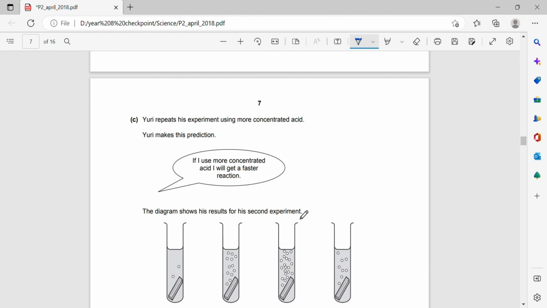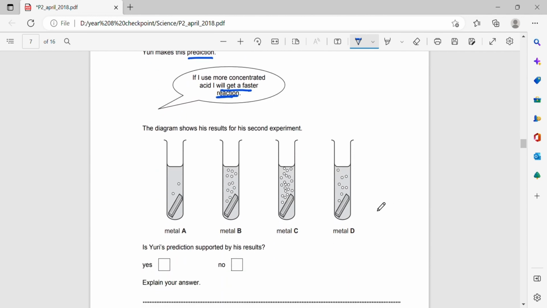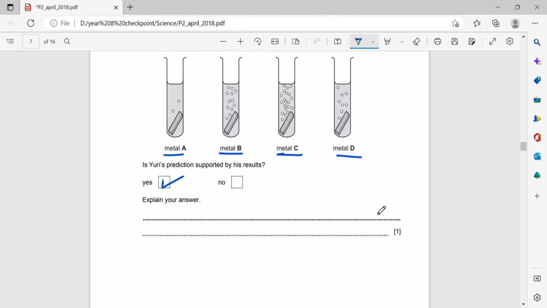Question C, Yuri repeats his experiment using more concentrated acid. Yuri makes this prediction: if I use more concentrated acid, I will get faster reaction. The diagram shows his results for his second experiment. So look at the second experiment results here. Compare it here to the first one. So here we have more bubbles, as we can see. Yep, his prediction is correct. Explain why there were more bubbles in the tubes. There were more bubbles in the tubes.